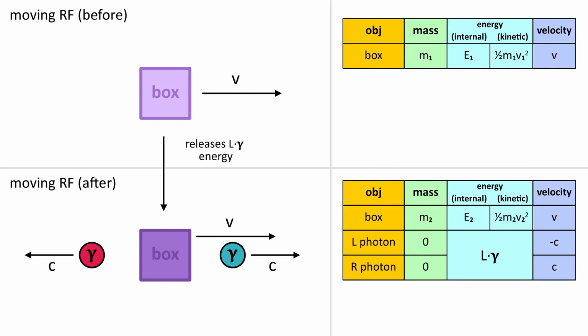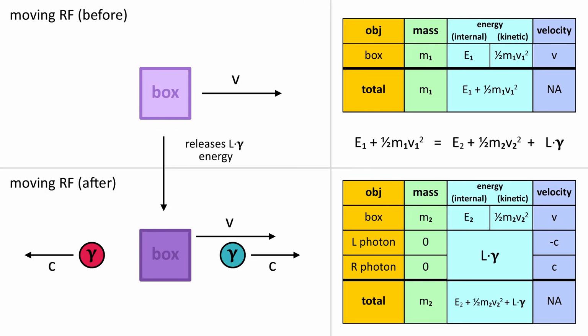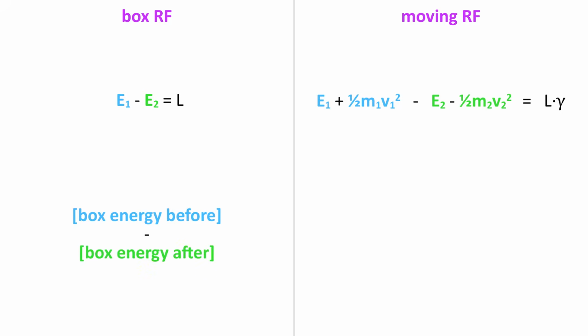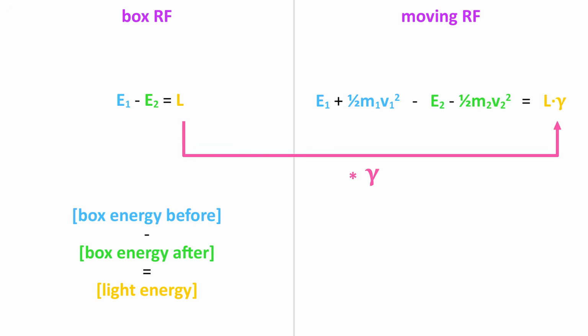We can now equate total energy before and after, and rearrange it to E1 plus 1/2 m1v1 squared minus E2 minus 1/2 m2v2 squared equals L times gamma. Now compare this to the version from the box's reference frame. Both equations are of the form box energy before minus box energy after equals light energy. Apparently, when moving at velocity v, that energy became gamma times more powerful.